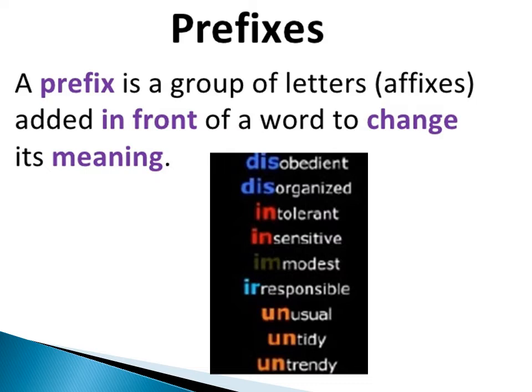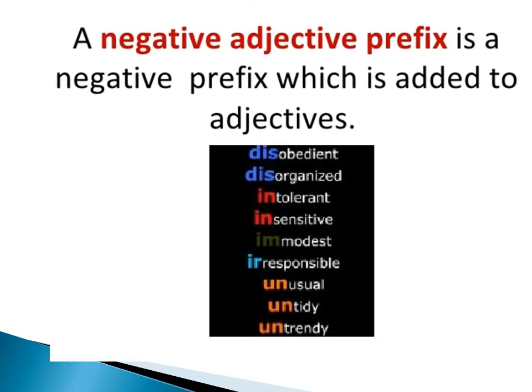what are prefixes. What do you mean by prefix? A prefix is a group of letters, affixes added in front of a word to change its meaning. A negative adjective prefix is a negative prefix which is added to the adjective. So, the prefix which is added to the adjective to give its opposite meaning is known as negative adjective prefix.